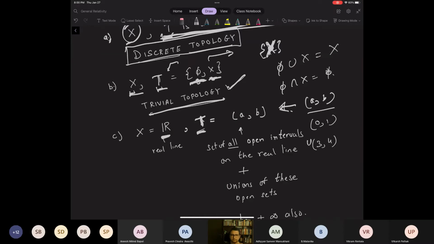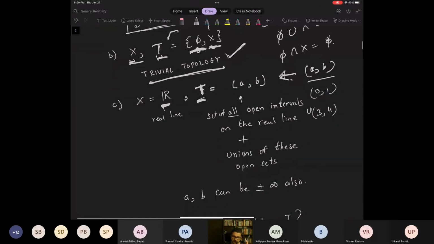Now you would say, if I do this, what am I excluding? Doesn't T contain all the subsets of X? One more point is that this a, b, I can take them to be infinity also in a proper limiting procedure. I'll assume that these open intervals can be extended to plus minus infinity. So let me ask a question. Can you already look at this and tell me what I am excluding from T? What subsets of X are not included in T?